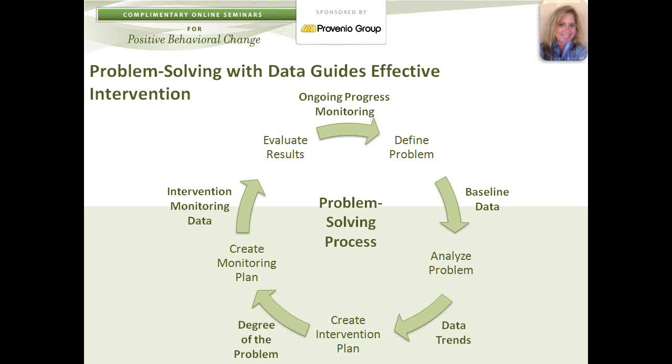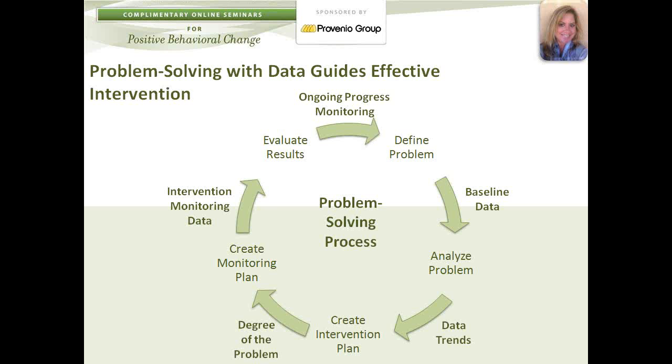As you're analyzing the problem, you want to look at data trends to see, has this been a problem in the past? Has this been a problem last year? And if there's a trend in when these problems occur, perhaps that will lead to an intervention that we can put into place to make things better.